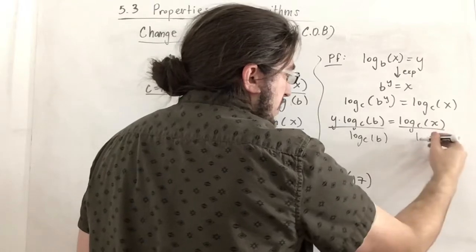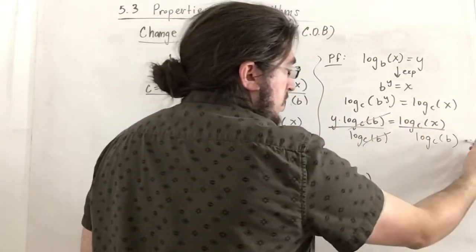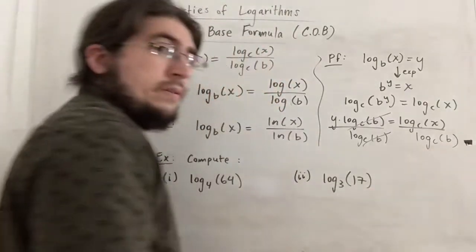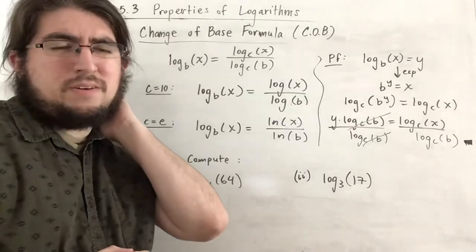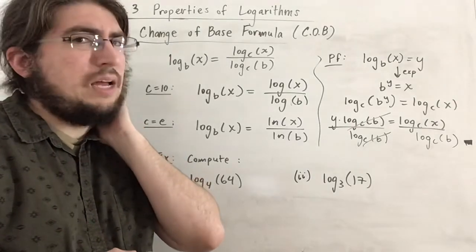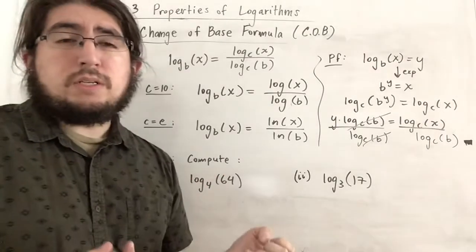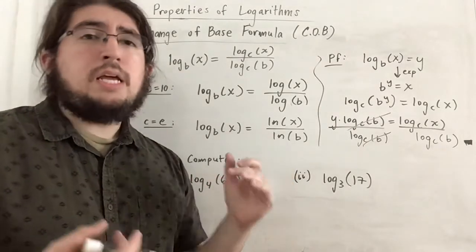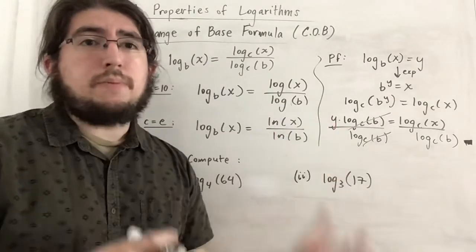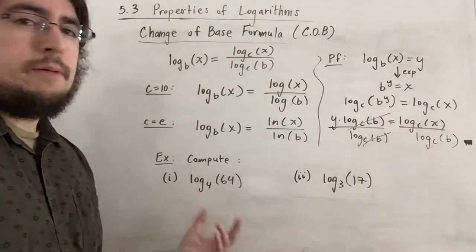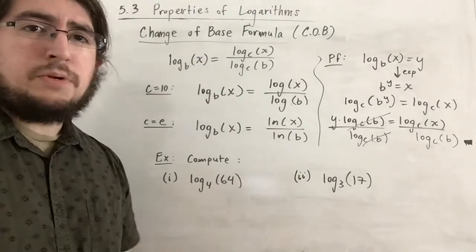The log base c of b's cancel on the left, and we're done with the proof. Perfect. So it's not that difficult to prove, even though it's not a very obvious thing to do. But it's something you can actually always do. Since log is a function, you can take the log of both sides, no matter what the base is. Anyways, let's move forward and actually apply the change of base formula to see if we can compute these things.